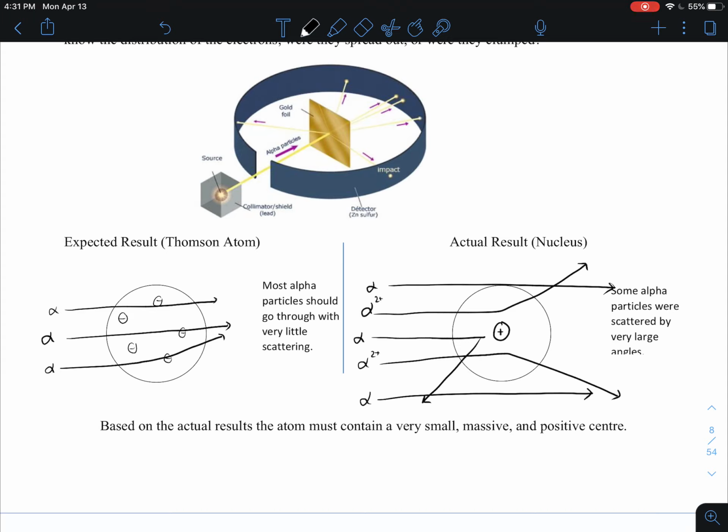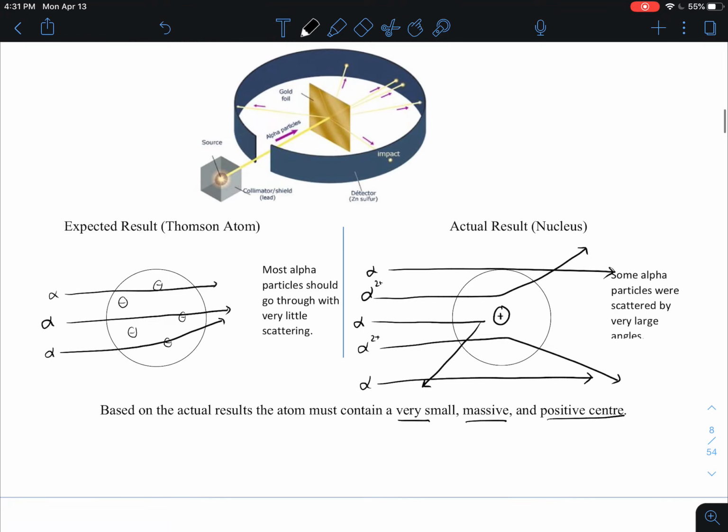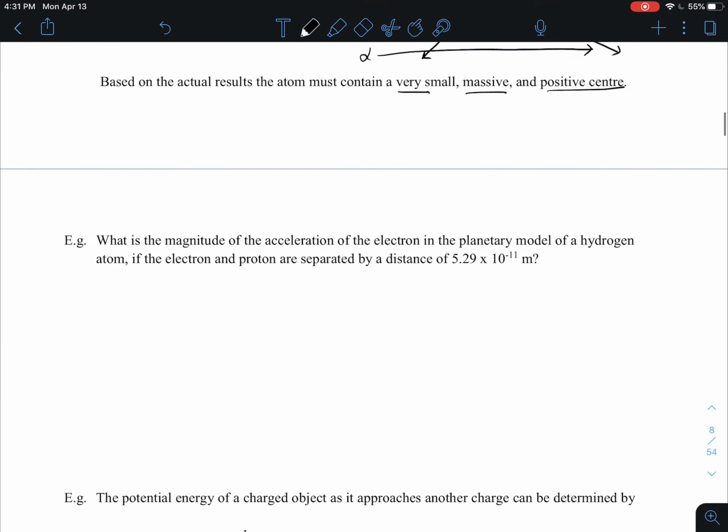So this is why the alpha particles are scattering. Once again, because of the very small, massive positive center. And I'm going to share a little video with you guys to talk about what the nucleus is in a little bit more detail.